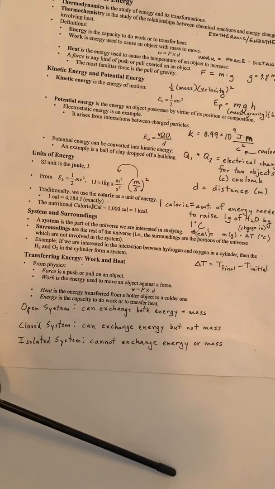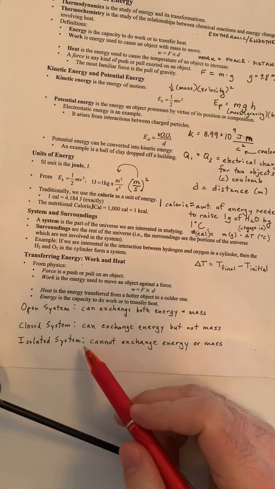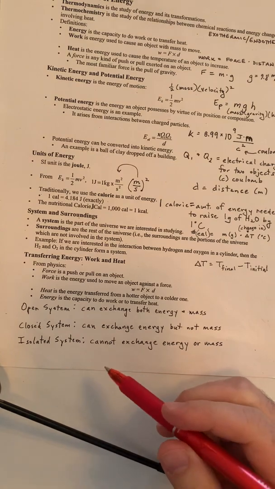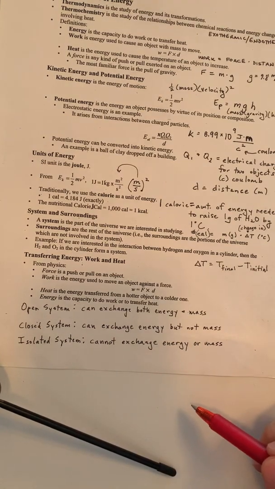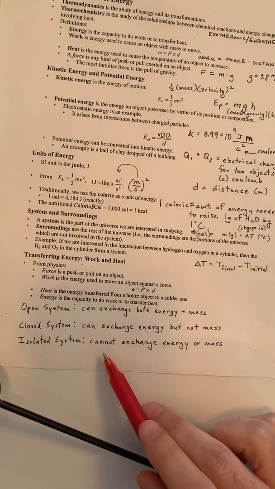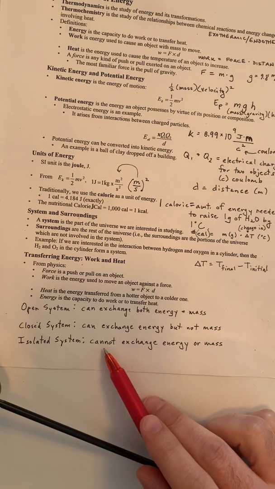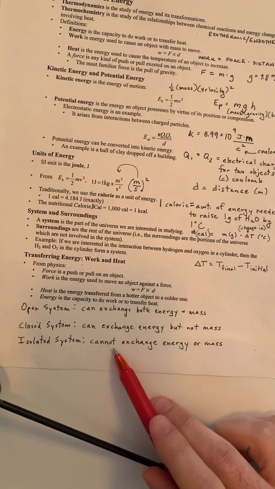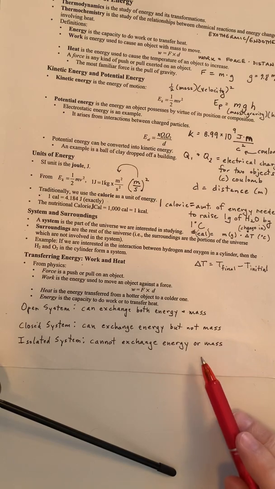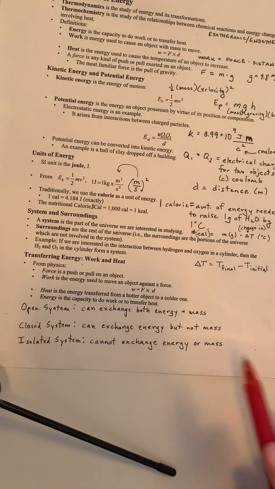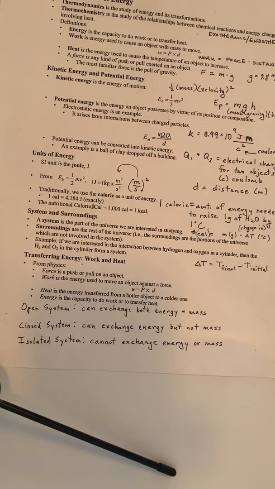Then the third case, an isolated system, is something that is typically not found in everyday life. That's a system where it's closed off and you cannot exchange energy or mass. Neither. And I don't even know if your book gives you an example of an isolated system or not.